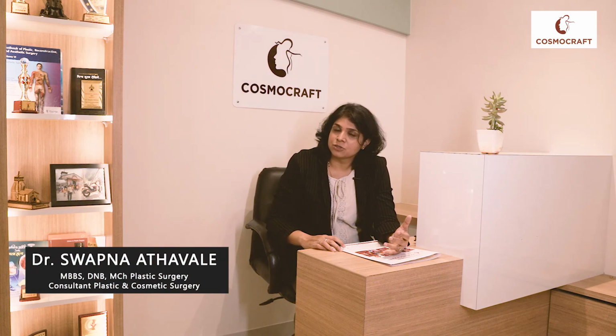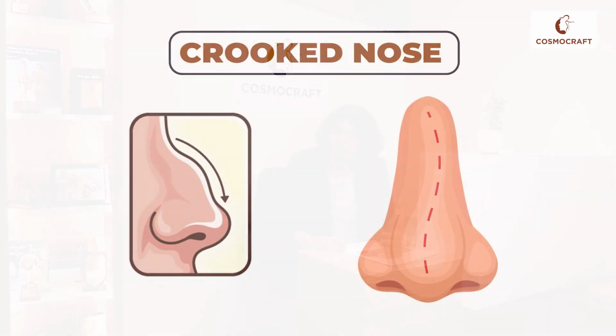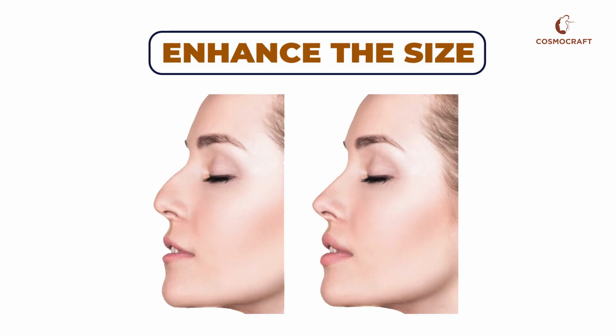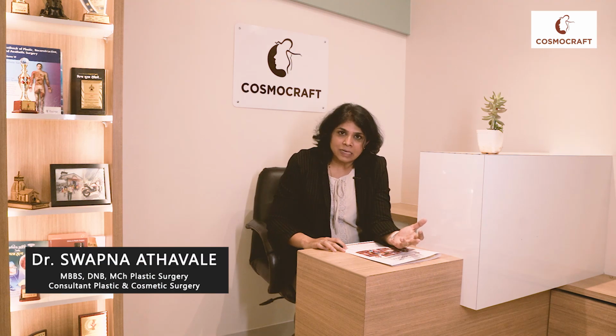So what are the indications for this surgery? Why do patients come to plastic surgeons? To get their crooked nose corrected, or to make their nose hump less in size, or to correct the shape of the ala, to correct the shape of the nostrils, to correct the size of their nose, or to improve the size of the dorsum of the nose. So these are the most common indications where patients opt for rhinoplasty.